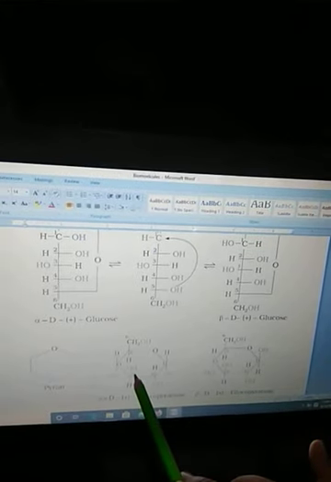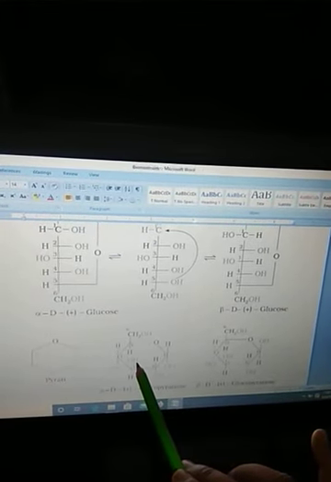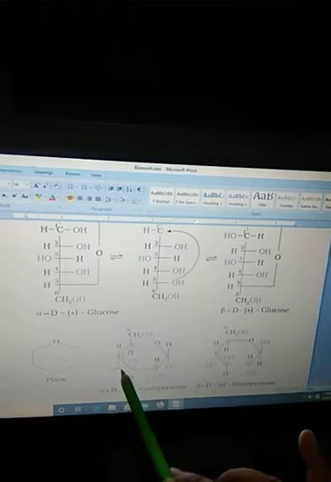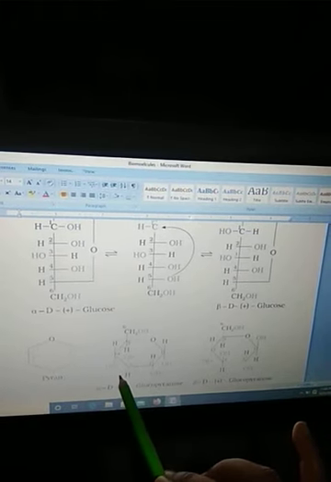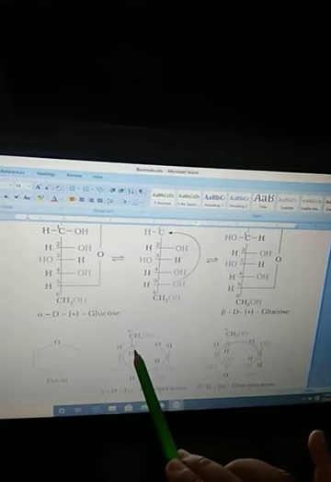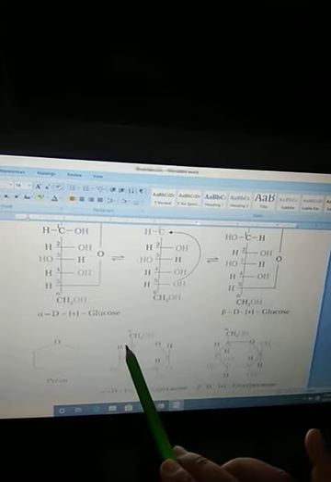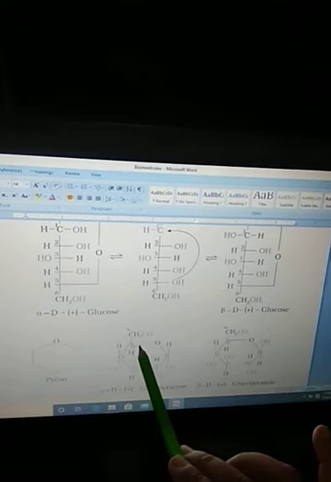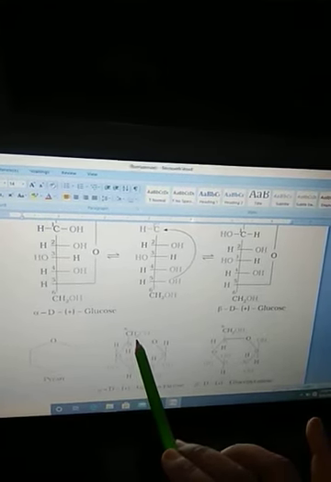At carbon number 3, OH is up and H is down. At the next carbon, H up, OH down. And in this case, we have got CH2OH. This larger group is written above, CH2OH, and below H. Similarly, this is alpha D glucose. This is the cyclic structure of alpha D glucose.